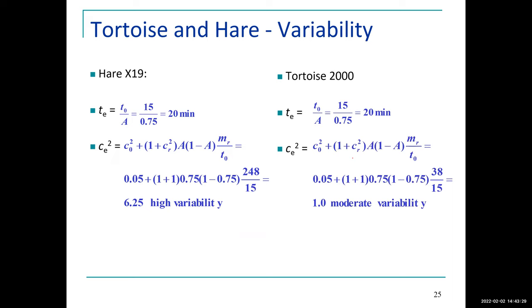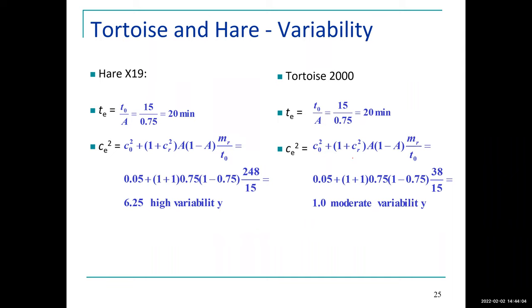For the Tortuos 2000, you have Z0, 0.05, same values. Mean time to repair is 38 divided by 15. So the effective coefficient of variation squared is 1.0, which is moderate variability. So what this is showing you is that the X19 is much, much more variable than the Tortuos 2000.